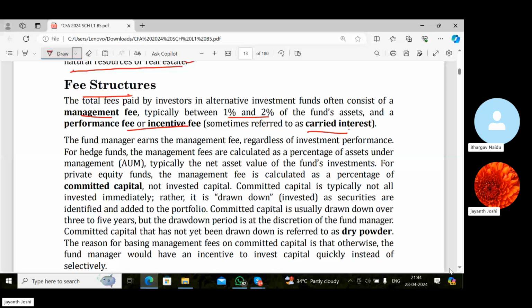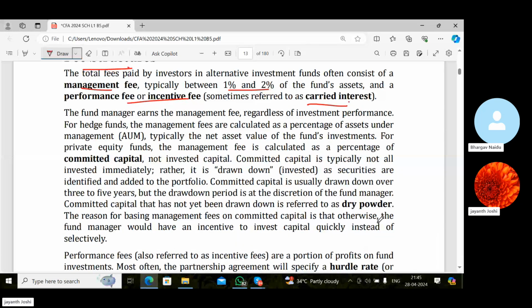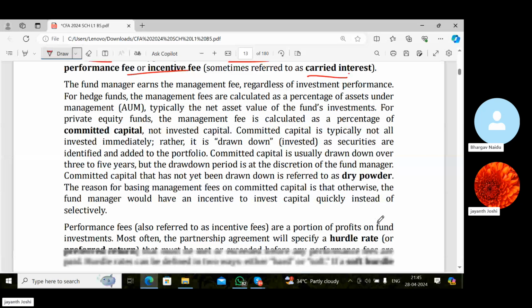And for private equity funds, the management fee is calculated as a percentage of committed capital, not invested capital. We already discussed that invested capital can be 10 lakhs. Committed is nothing but how much they are giving at once, and they will be giving some funds later on as well, correct? So committed capital that has not yet been drawn down is referred to as dry powder.